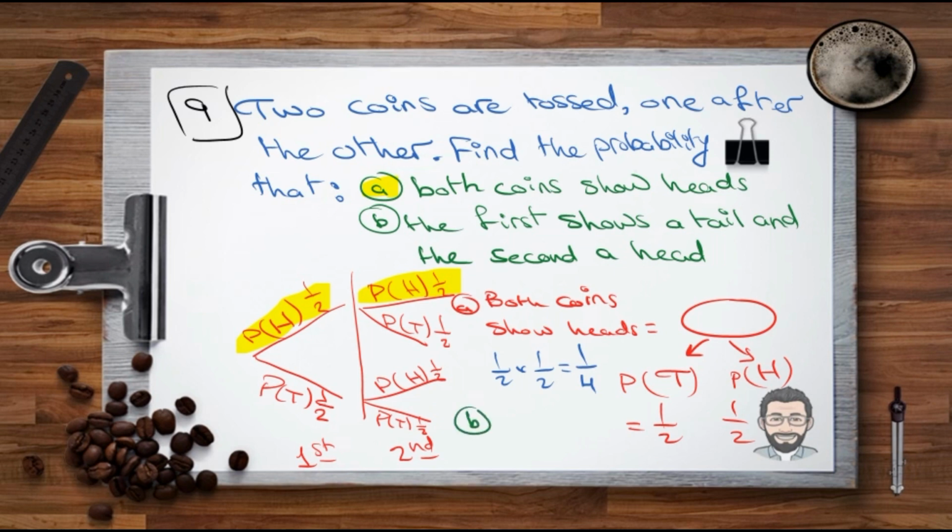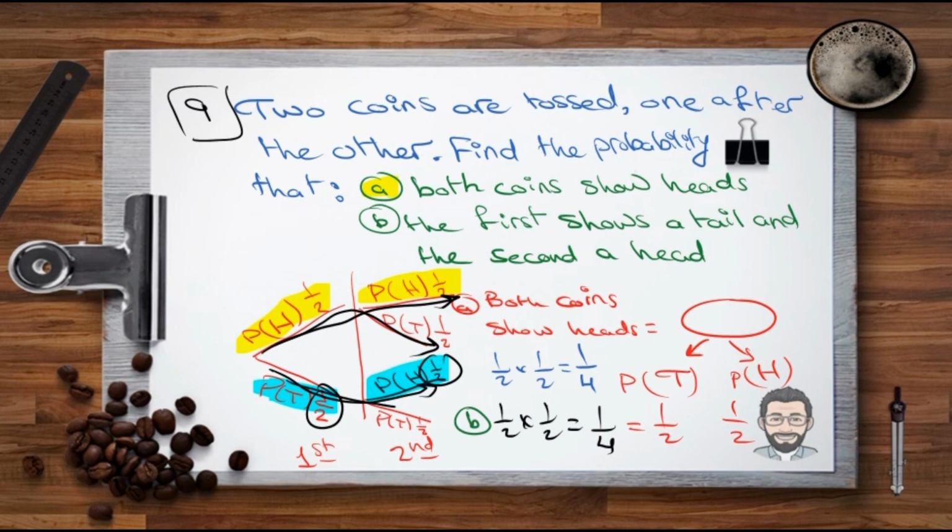Okay, letter B. The first shows a tail, so let me color it in a different color. The first has to be tail, and the second has to be head, this and this only. So we're going to take this and this, tail and head. So letter B, it's going to be this half and this half too. So half times half equals a quarter. Don't forget that we have here a path, here another path, here we have a path, we have another path. So we have 4 paths.